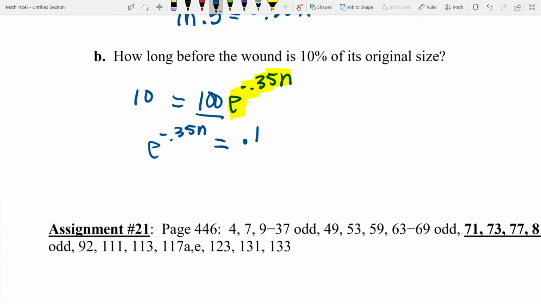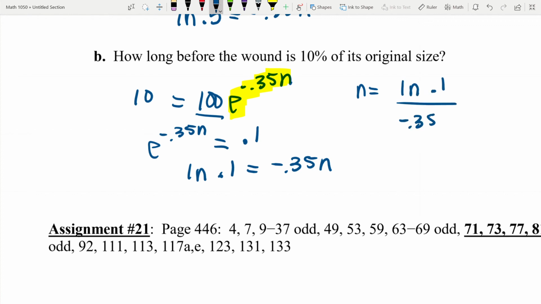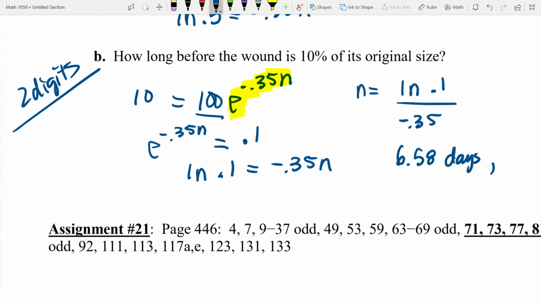And now I'm stuck. So I convert it. So it's log base e of 0.1. That's ln 0.1 is equal to negative 0.35n. I just converted it. To solve for n, I get n equals ln 0.1 divided by negative 0.35. So now I'm going to go ln 0.1, close it off, divided by negative 0.35, hit enter, and if they told me like 2 digits, they'd have to tell me where to round, then it would be 6.58 days. You guys that are here, you're so awesome for staying here.